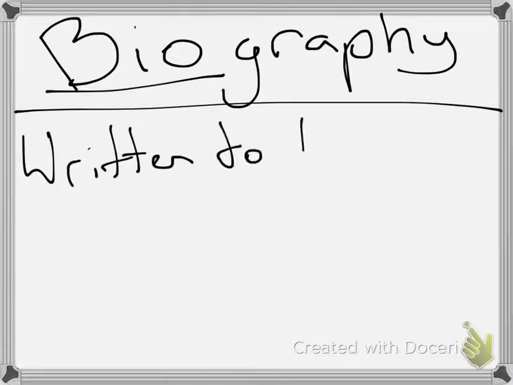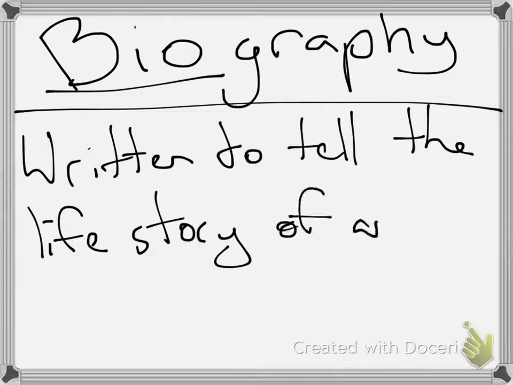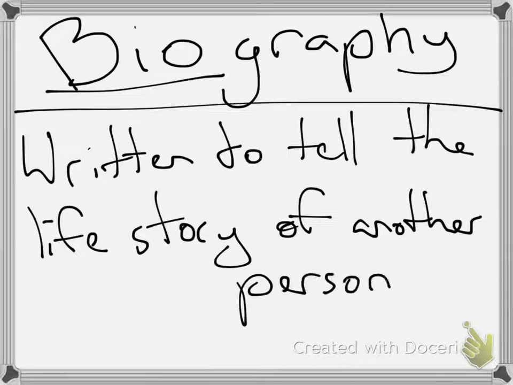This one's easy. It's a biography, written to tell the life story of another person. So we all know this. It's very simple. All you're doing is focusing on the individual's achievements or difficulties that they had to overcome. Not your own, but the subject that you're writing about.